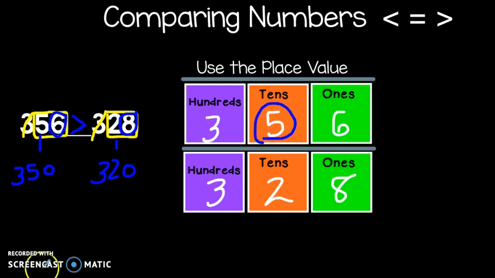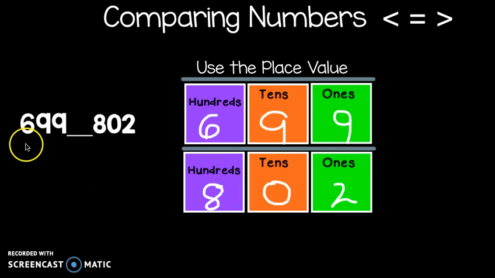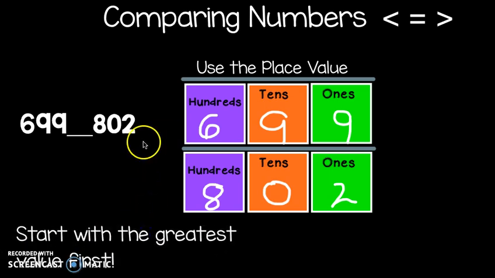Let's practice just a couple quick ones. Let's compare 699 to 802. I've got my 600s, I've got my 9 tens, and I've got my 9 ones. And here I've got my 800s, I've got my 0 tens, and my 2 ones. Well, if you start on the right side in the ones, it's going to be very tricky because you're going to think that this number is bigger because 9 is bigger than 2. But we want to make sure that we always start with the greatest value first.